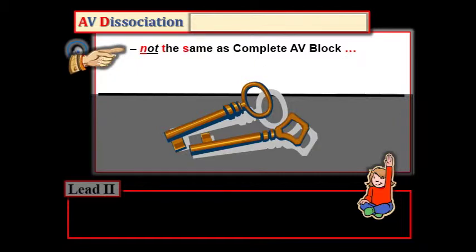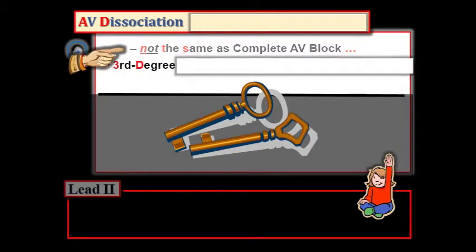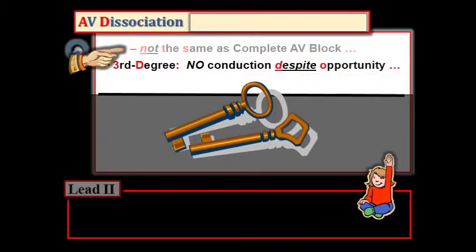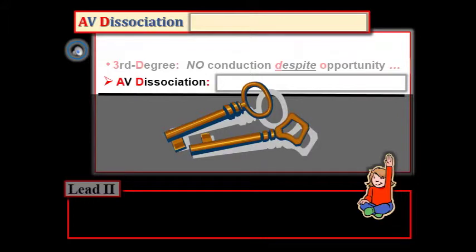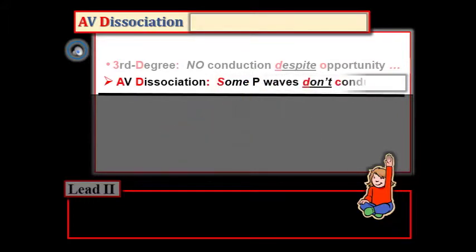Third degree or complete AV block means that there is no conduction. None of the atrial impulses penetrate the AV node, despite having adequate opportunity to do so. In contrast, AV dissociation simply means that some P waves are not conducting.